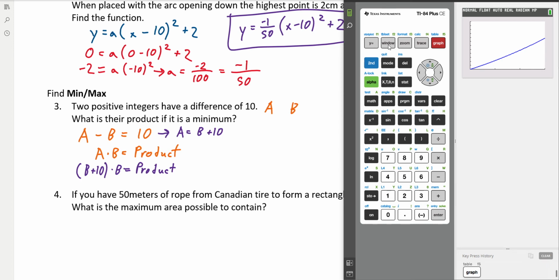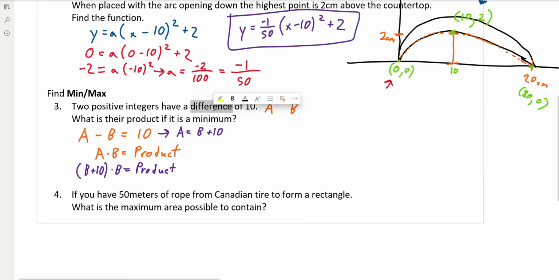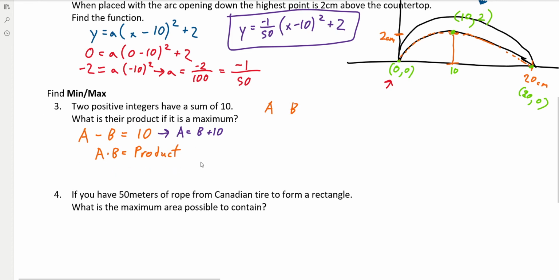Actually, this is going to be a really stupid question, because it's going to be a minimum if b is 0. What a dumb question. Mr. Drager, why did you make this question? Okay, I wanted to have it different than the question from the workbook, or from the notes. That's okay.